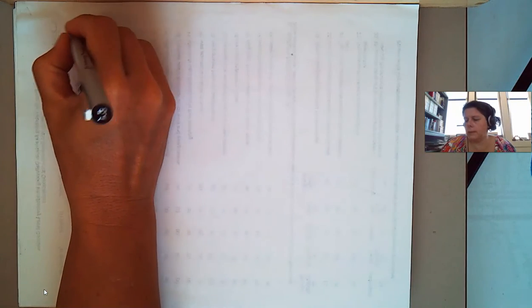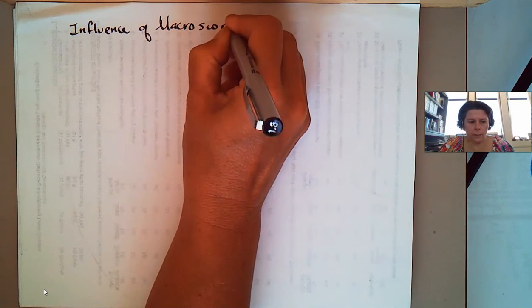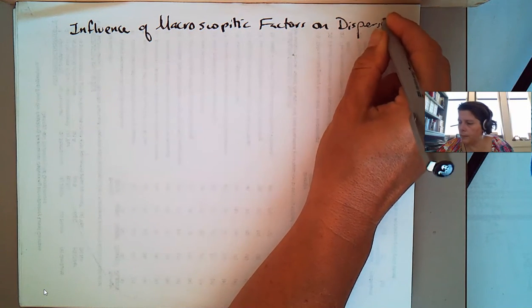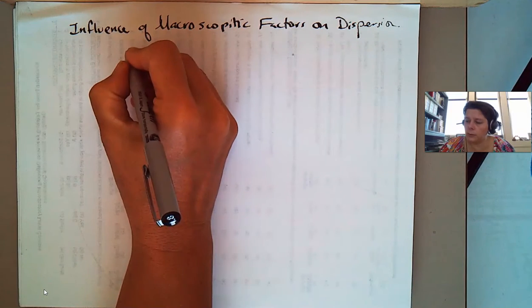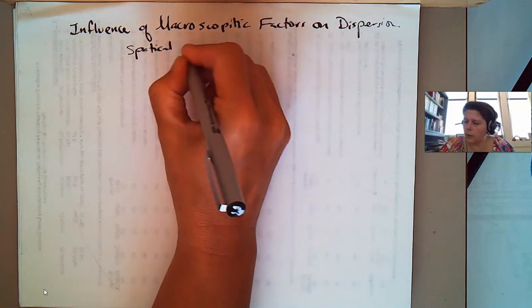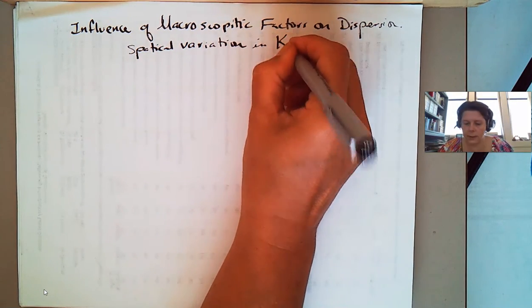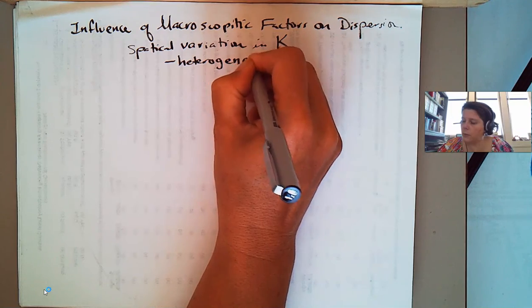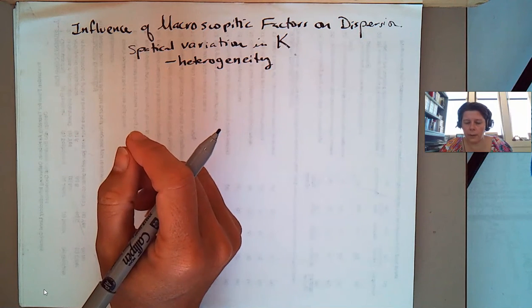Next. So influences of macroscopic factors on dispersion. Okay, so this is primarily due to spatial variations in the hydraulic conductivity. So heterogeneities inside of your system. If you have a homogeneous system, this won't cause it. But if you have heterogeneities, you'll have it doing this.